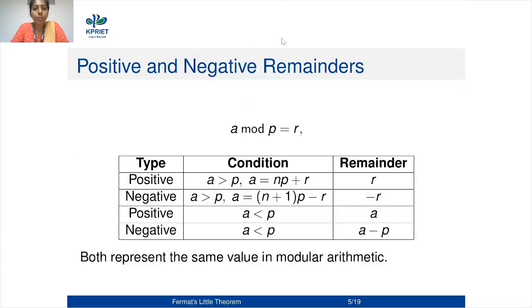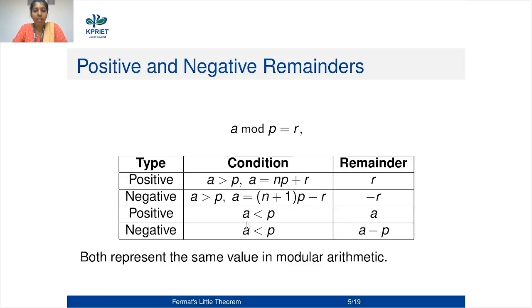To solve all those problems, we need to find the remainder. So here I have listed 4 different ways of finding the remainder. I have 2 options: one is to find the positive remainder and another is finding the negative remainder. For example, suppose my integer a is greater than p and I can write a as n times p plus r, then the remainder of the problem is r. And suppose a is greater than p and I can write a equal to n plus 1 times p minus r, then for that problem the remainder is minus r.